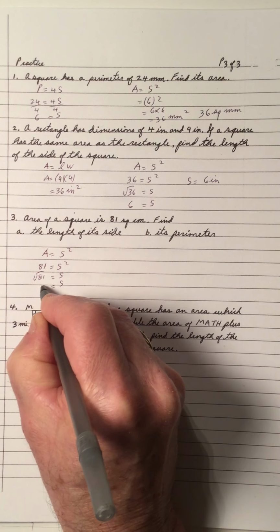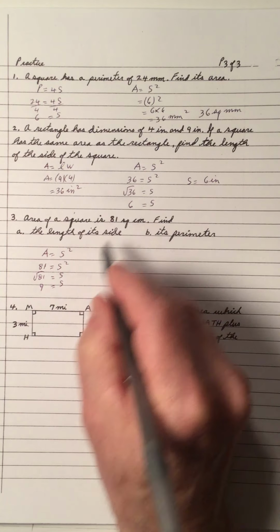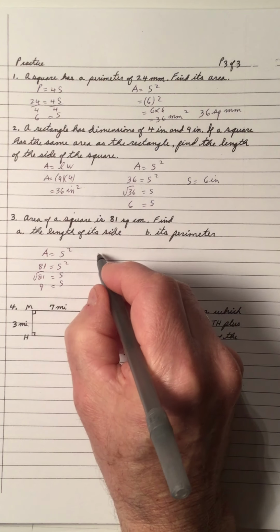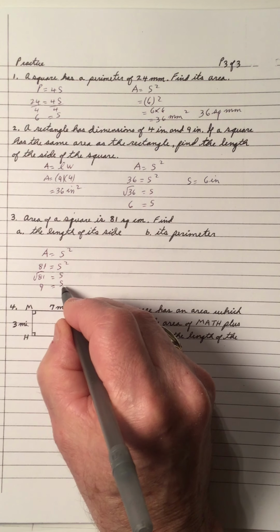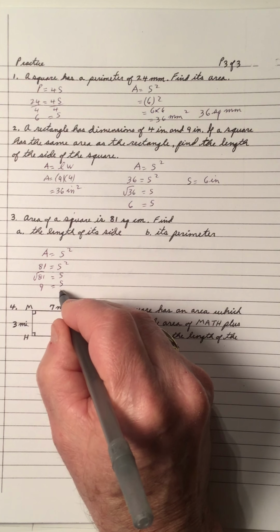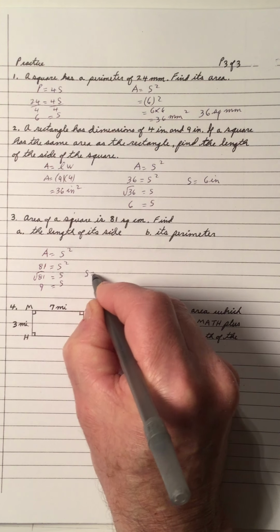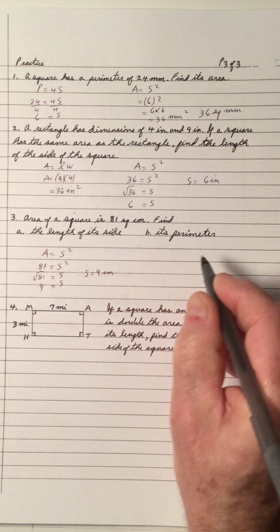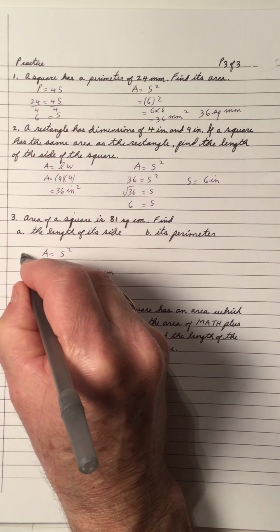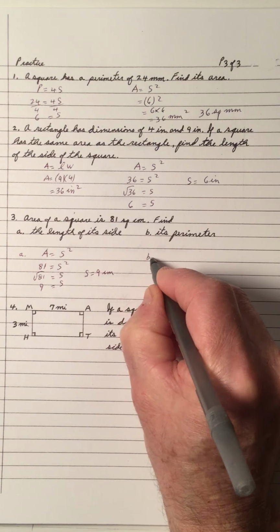So s is equal to 9. So that's 9 centimeters. So the length of the side of the square is 9. So s is 9 centimeters. That's A done.